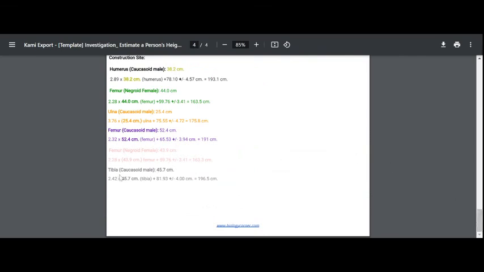So again, tibia, Caucasoid male, the length of the tibia is 45.7 centimeters. We've got 2.42 times 45.7 centimeters. Remember, 45.7 centimeters is the length of the tibia, plus 81.93 plus or minus 4.00 centimeters. So I chose to add 4 centimeters, and you get 196.5 centimeters.